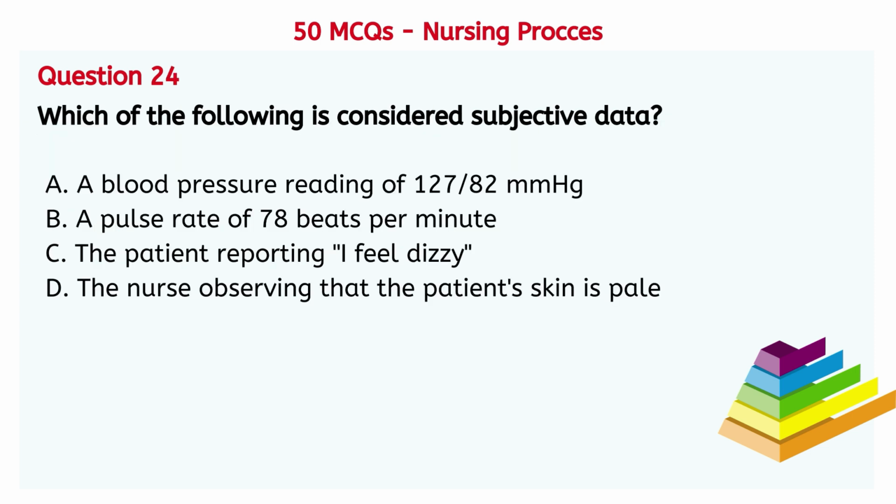Question 24. Which of the following is considered subjective data? The options are A. A blood pressure reading of 127/82 mmHg. B. A pulse rate of 78 beats per minute. C. The patient reporting "I feel dizzy." D. The nurse observing that the patient's skin is pale.